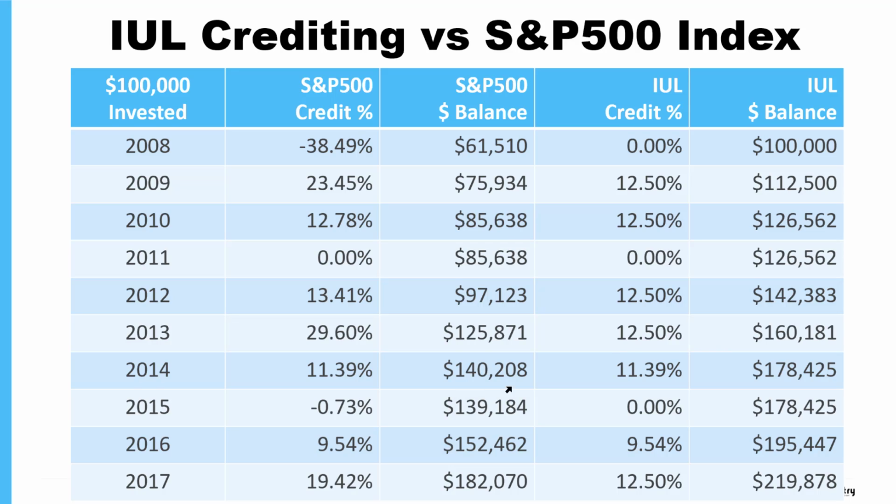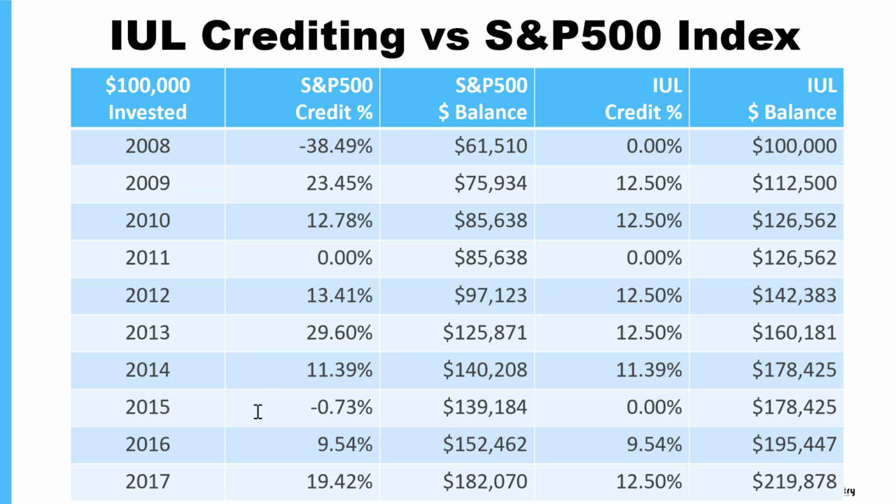Okay, so 2014, S&P 500 rises 11.39% over the year, and that pushes our balance up to $140,208, starting to catch up again. Our IUL is the same. It credits at 11.39%, which pushes its balance up to $178,425. The next year, 2015, there was a small dip.